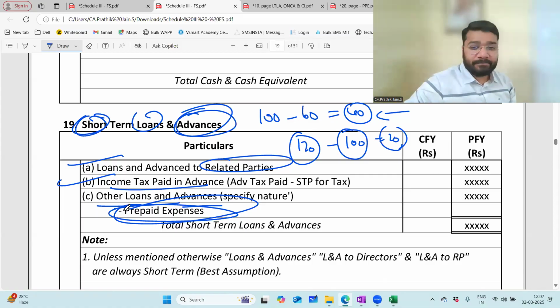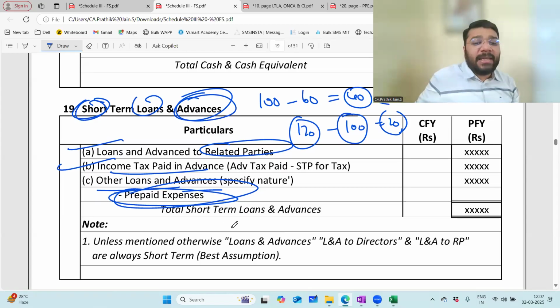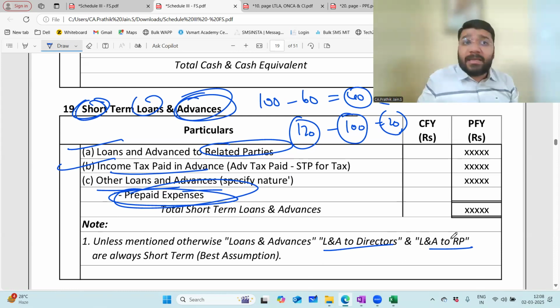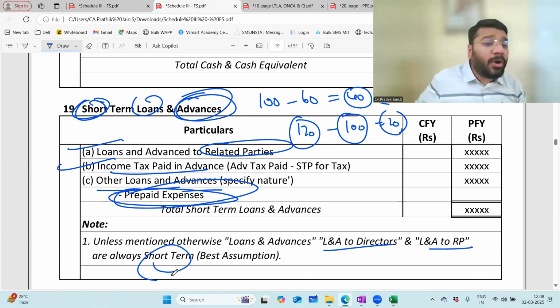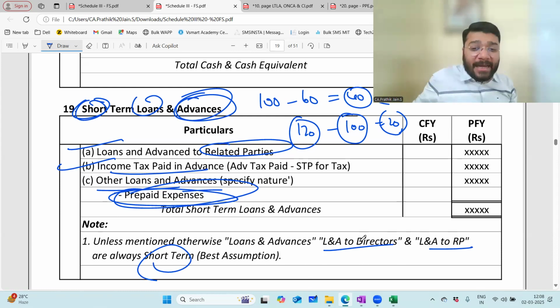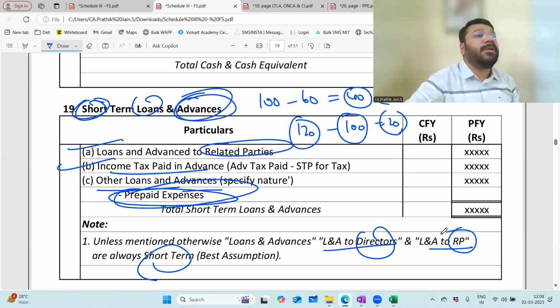Okay, not okay. Now, in the question, they're telling that you have given loans and advances to directors or related parties. Short-term, long-term, nothing is mentioned. Always it is short-term. So any transaction with the directors or related parties is going to be short-term.